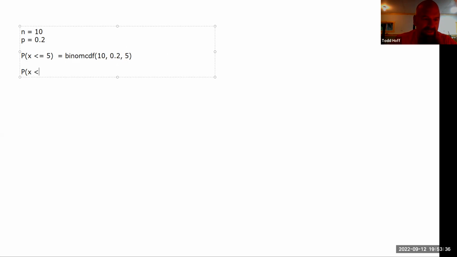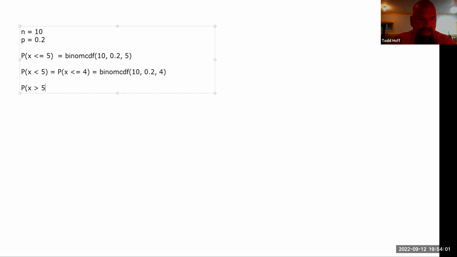Probability X is strictly less than 5. Well, that's equivalent to the probability that X is less than or equal to 4. So it's binom CDF, 10 trials, 0.2 probability of success, only going up to 4. Because it was strictly less than, we had to reduce the number by 1 to make it a less than or equal to.